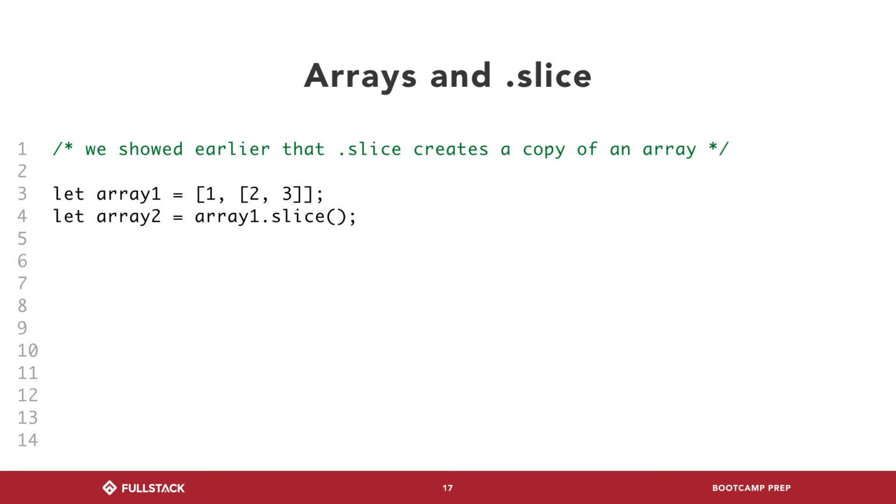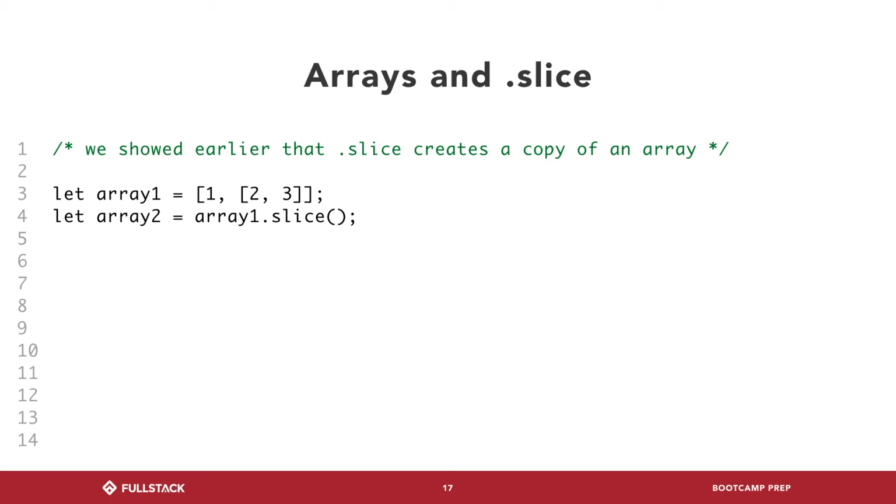The converse of a shallow copy is a deep copy, right? And a deep copy is a world in which we actually go through this, and for every primitive value, we return a copy of it, but for every complex value, we then call a dot slice on that as well.